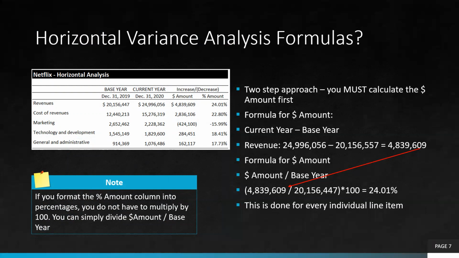So in this example, we see that the revenue in 2020 for Netflix is $24,996 versus $21,156, which gives us a difference of $4,839. Now the formula for the percentage amount is you take that dollar amount of that $4,839 and you divide that by the base year, the $20,156. Multiply by 100 to get the percentage. And this is done for every single line item.